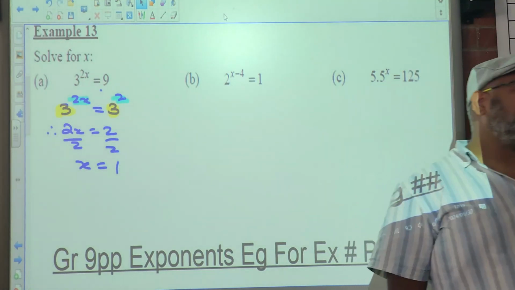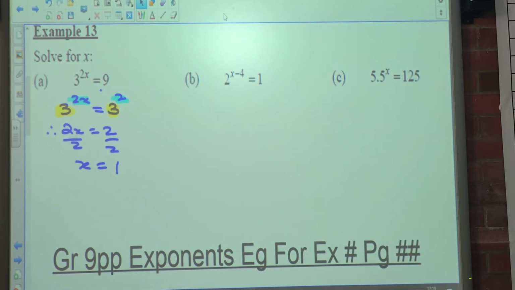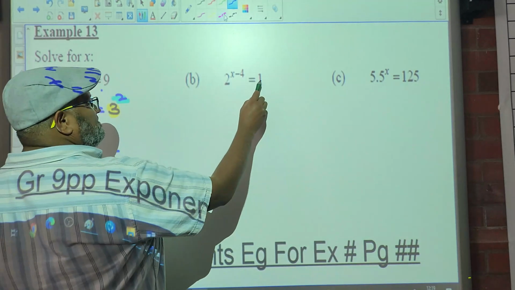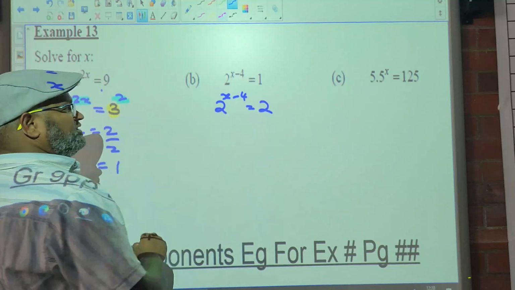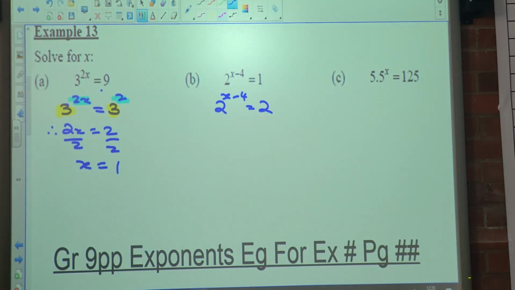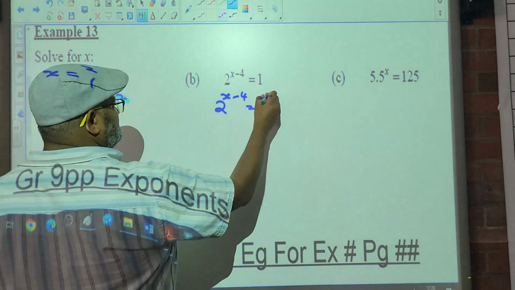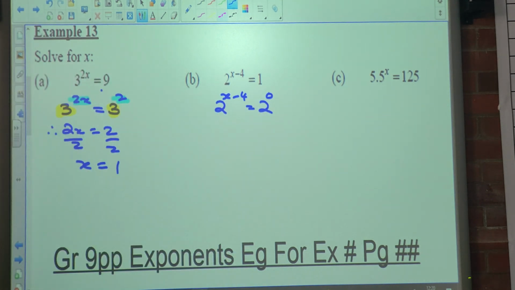We got 2 to the exponent x minus 4 is equal to 1. So what did we say? We need to make the bases the same for the exponents to be equal, not so? So in other words, this base must also be 2. So we know that 2 to the x minus 4 is equal to 2 to what exponent will give you 1? 2 to the power 0 is 1. So anything to the power 0 is 1.